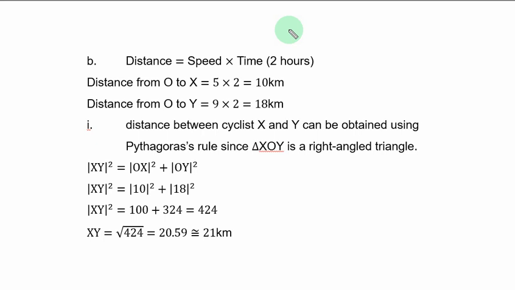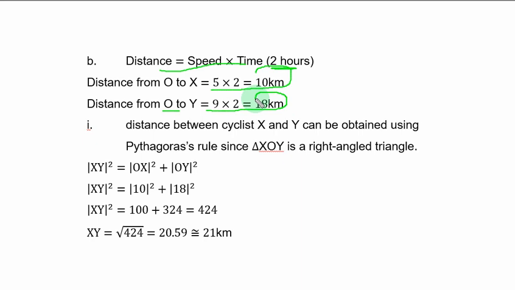As I have said, the speed is given to you and the time is 2 hours. In order to get the distance between S and Y, the distance from O to S and from O to Y is needed, and that distance is simply speed times time. The time is 2 hours. So the distance from O to S is 5 times 2, that is 10 kilometers. The distance from O to Y is 9 times 2, and that is 18 kilometers.